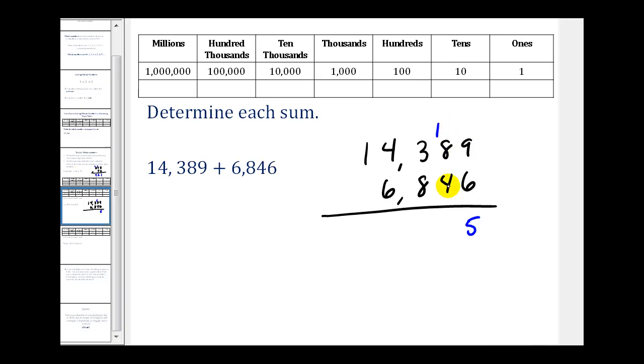1 plus 8 plus 4 would be 13. So we write down the 3 and carry the 1. 1 plus 3 plus 8, that would be 12. Write down the 2, carry the 1. 1 plus 4 plus 6, that would be 11. Write down the 1, carry a 1. 1 plus 1 would be 2. Our sum is 21,235.